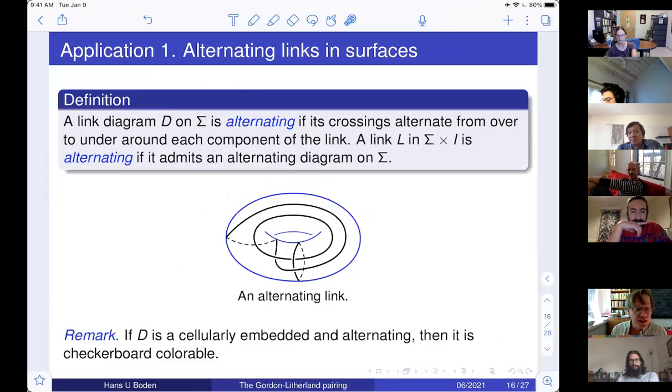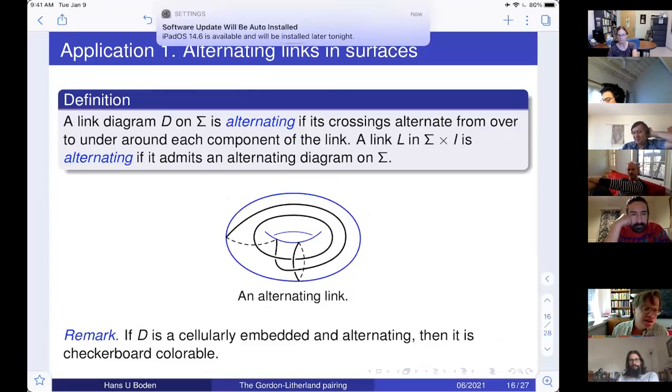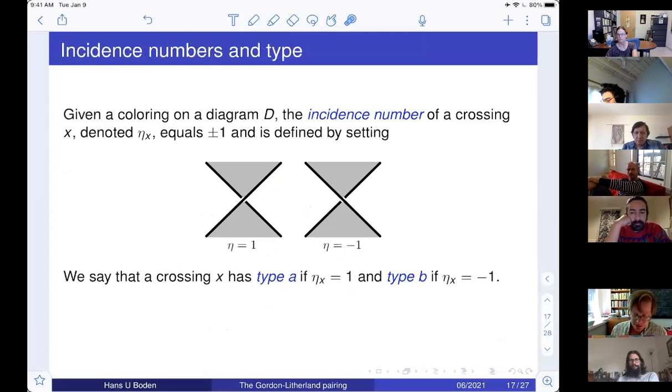And a remark, actually, this is a theorem due to Nakamura-Kamada, which is if you have a cellularly embedded alternating diagram, then it's checkerboard colorable. In fact, a diagram is checkerboard colorable if and only if it's crossing change equivalent to an alternating link. So now if you give me a coloring of the link diagram, then I can distinguish the crossings into two types, type A and type B. And type A are the ones with incidence number 1, and they're drawn as here on the left, and type B are of this kind.